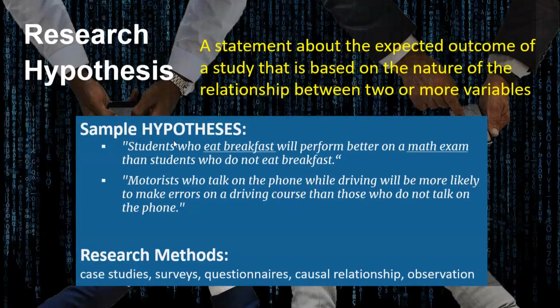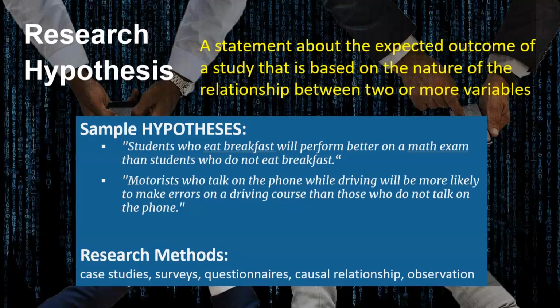For example, this is a very simple hypothesis. Hypothesis has many types: simple, null hypothesis, alternative hypothesis, there are lots. Students who eat breakfast will perform better on a math exam than students who do not eat breakfast. That is one hypothesis. So what your research will do is to confirm whether the hypothesis is correct or wrong. So this is the research answering the hypothesis.